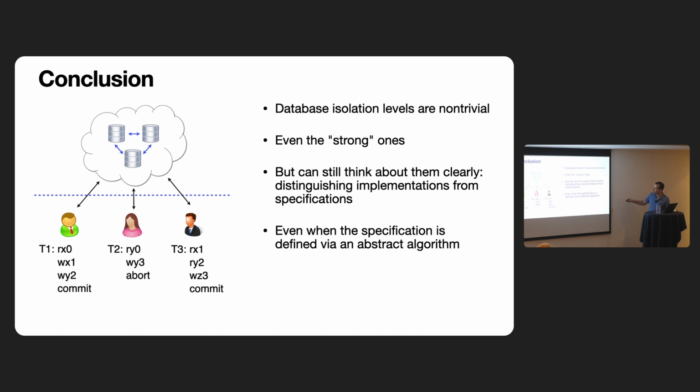where we draw a line between the database implementation and the clients doing the transactions. When we talk about the specification, we talk below the line. It's what the clients see. We don't talk about internal details, like what timestamps you use, whether it is a distributed replicated implementation, or whether it uses optimistic or pessimistic concurrency control. And this is even the case when the specification is defined by an abstract algorithm. In this case, the abstract algorithm is only a means to generate a set of histories.